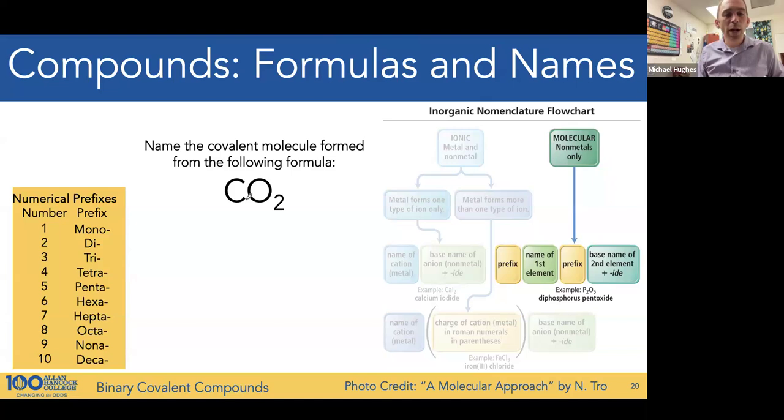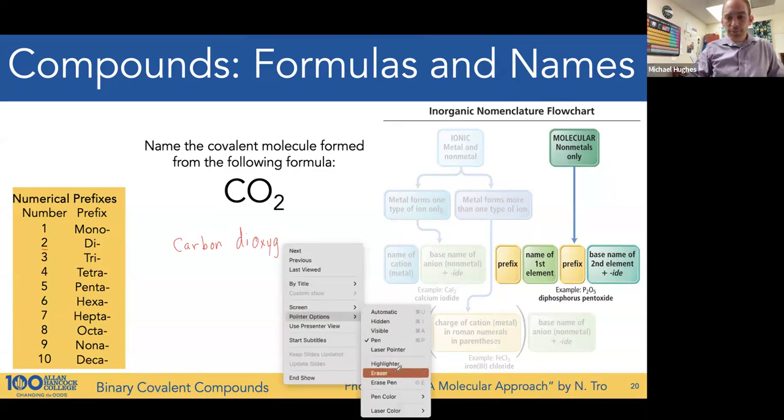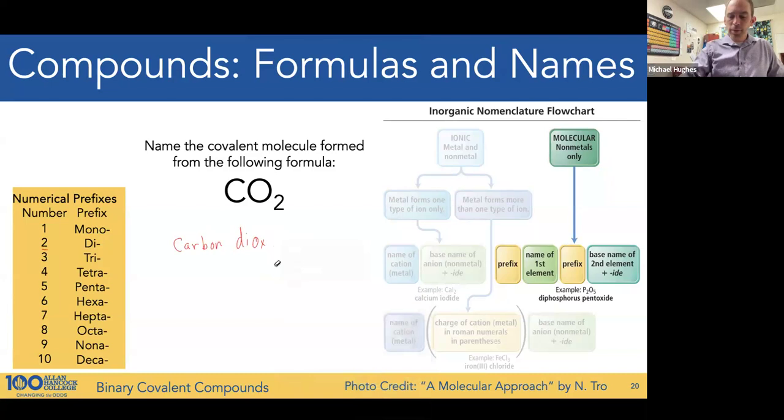So here we have 1 carbon, but we'll drop that mono and just have carbon, and 2 oxygens, so di, oxygen, but we'll drop the suffix and replace it with -ide, so oxide. Carbon dioxide.